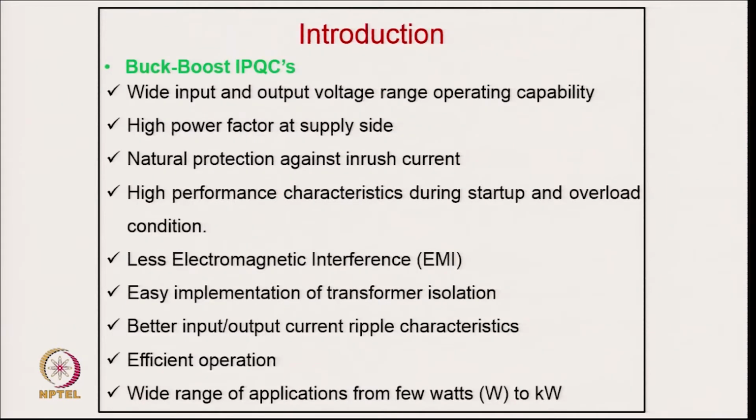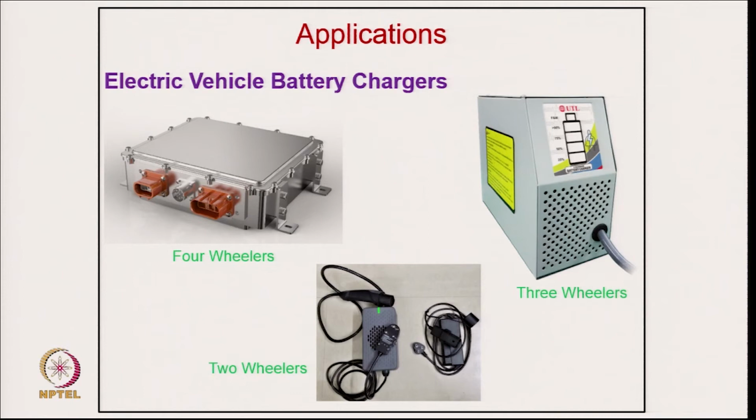So, coming to this buck boost improved power quality converter, it offers wide input and output voltage range operating capability, and they also provide high power factor at supply side, and they have a natural protection against inrush current, and they have a high performance characteristic during startup and overload conditions, offers low electromagnetic interference with a properly designed EMI filter, and they have an easy implementation of high frequency transformer isolation, and they provide better input output current ripple characteristic, and they have efficient operation, and they provide a wide range of application from fifty watt to fifty kilowatt.